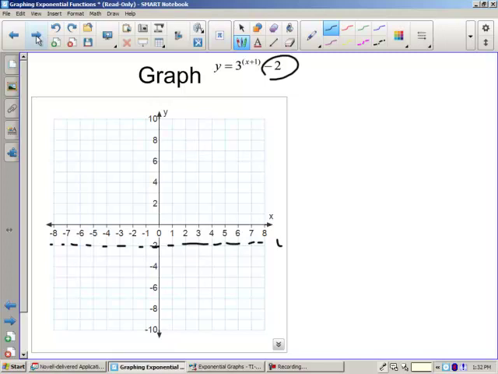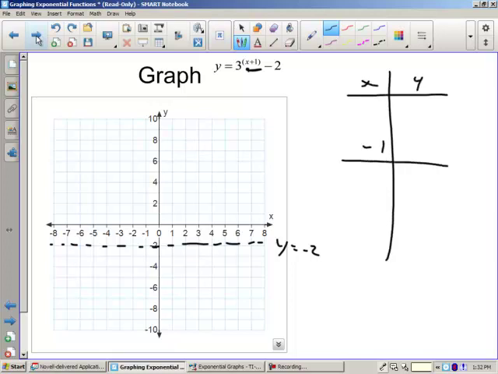Got my horizontal asymptote. Y is equal to negative 2. Okay. And then I look at the exponent. What value of x for the exponent is going to give me a 0? And the answer is -1. So when I get ready to do my chart, my middle value is going to be -1. I'm going to go 1 behind -1, which is -2, and 1 in front of -1, which is 0. And I'll use those 3 points to help guide my graph.